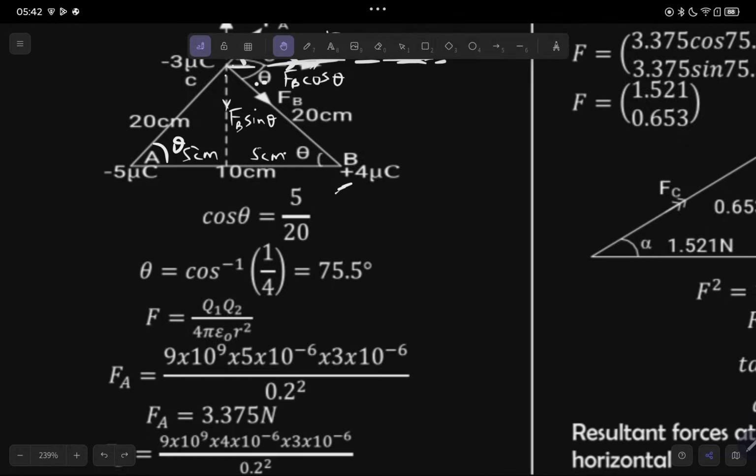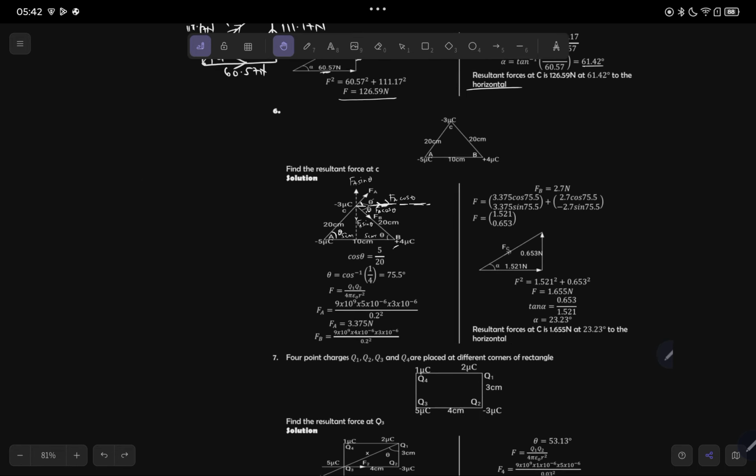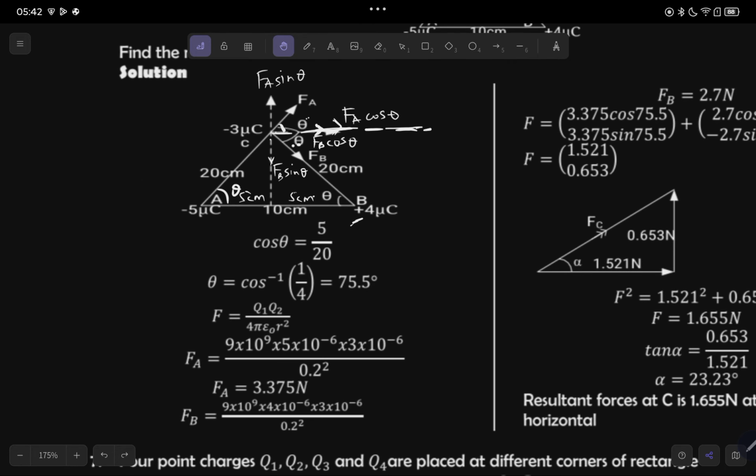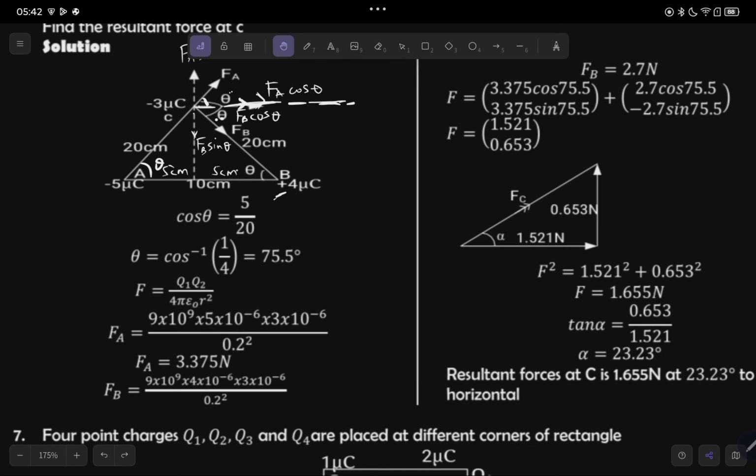Now, let us compute the magnitudes of those forces. Let's begin with FA. FA is the force at C due to the charge at A. The charge at A is negative 5 microcoulomb, but we use its magnitude here, not the sign. Then the charge at C is 3 times 10 power negative 6. Then 1 over 4 pi epsilon naught is 9 times 10 power 9, over 0.2 squared, which is 20 centimeters in meters. And we get the answer as 3.37 newtons in the shown direction.